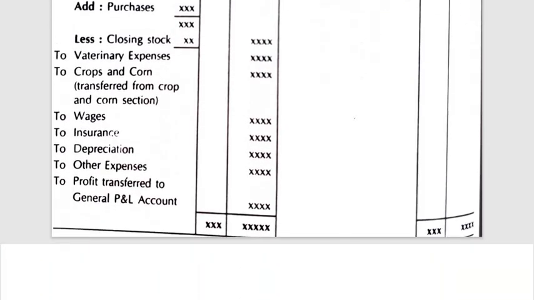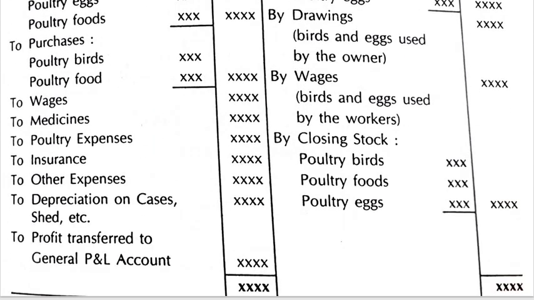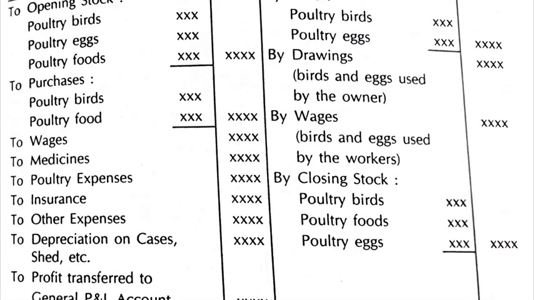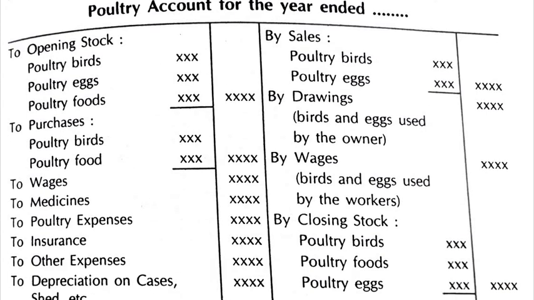Okay, this is how you prepare the cattle account for dairy products. Next is, if it is poultry activities, then this is how you prepare the poultry account. Poultry account is nothing but wherein birds like chicken, then turkey, okay, then any such kind of birds are being used for producing eggs and all, then in that case this poultry account is prepared.